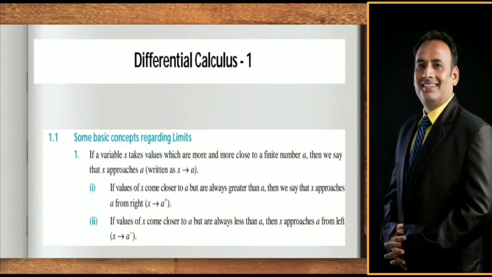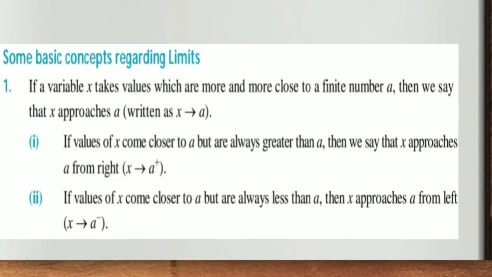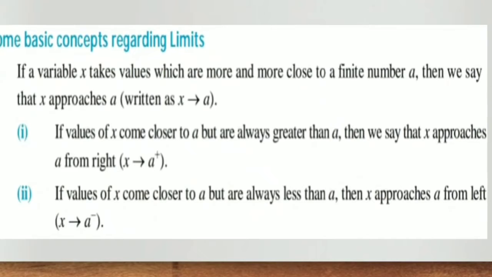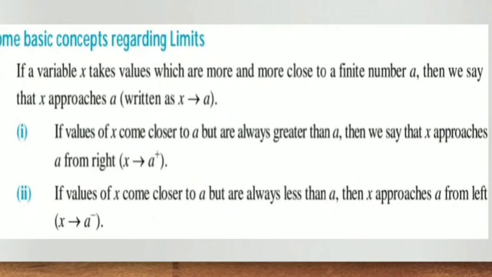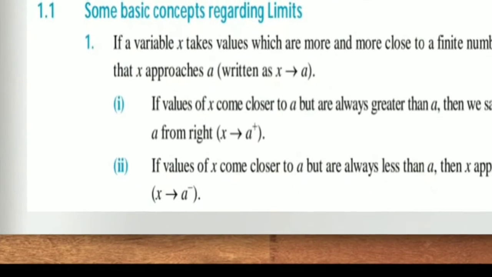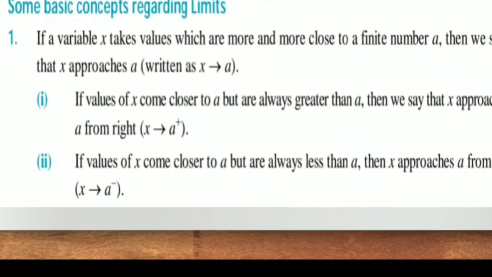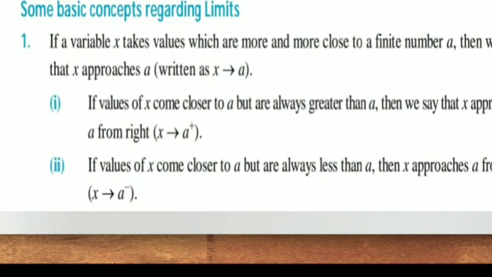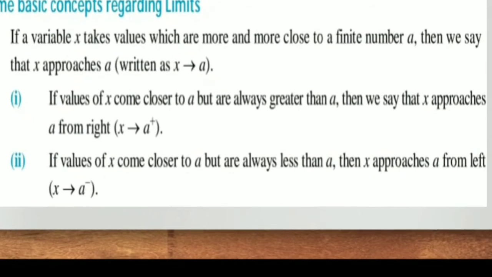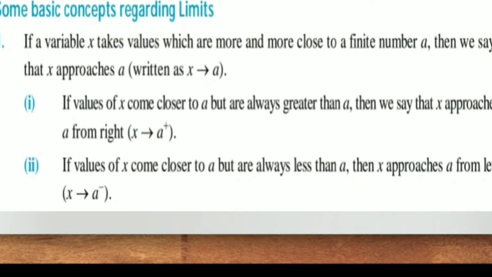In differential calculus part 1, that is 1.1, some basic concepts regarding limit. If a variable x takes values which are more and more close to a finite number a, then we say that x approaches a, written as x tends to a. If values of x come closer to a but are always greater than a, it means we are going from the right side, then we say that x approaches a from the right side, x tends to a plus.